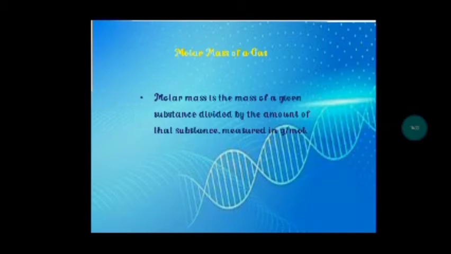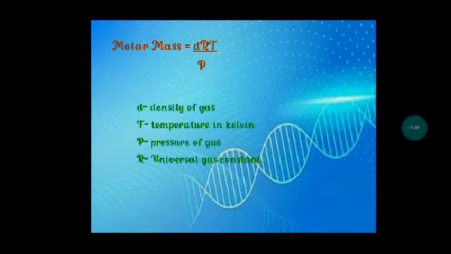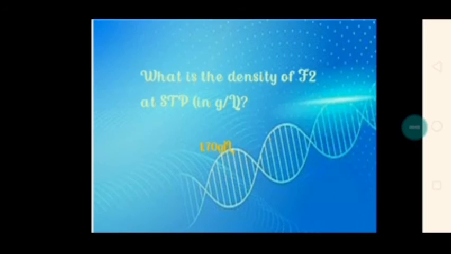So we proceed to the molar mass of a gas. Molar mass is the mass of a given substance divided by the amount of that substance, measured in grams in a mole. So the unit of the molar mass is gram per mole. This is the formula for the molar mass: M is equal to dRT over P, where d is the density of the gas, T is the temperature in Kelvin, P is the pressure of the gas, and R is the universal gas constant. So we try this example.